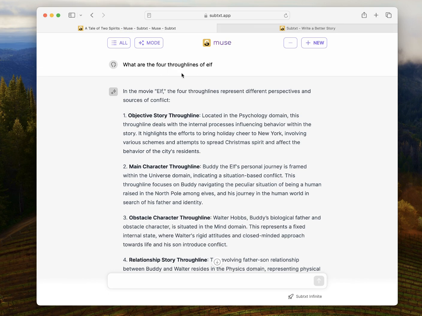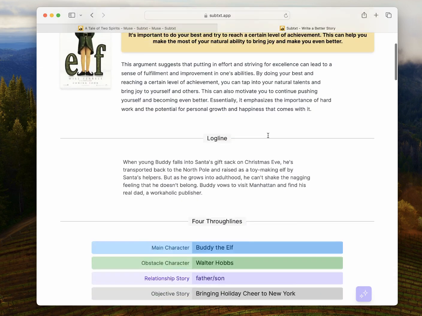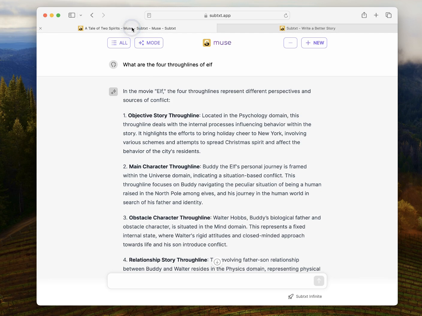All I did was ask, what are the 4 throughlines of Elf? If you don't know how to search, and you don't even know that this thing exists, it's way easier just to ask. And then eventually, once you can just talk to the computer with the new models, it's going to be so much fun.